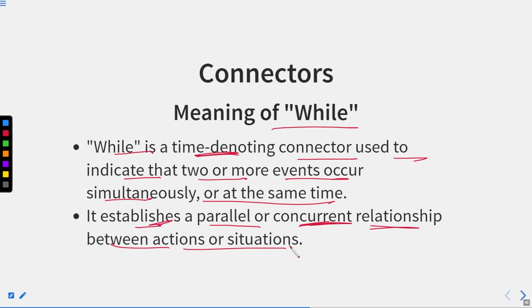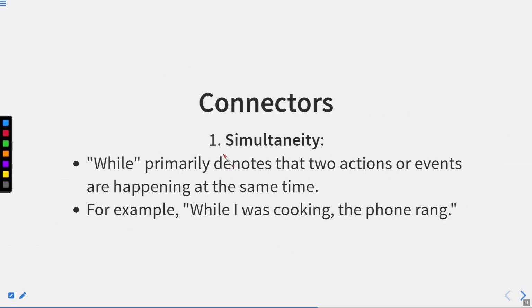But what is the difference between while and when? When shows the time which has happened or occurred, whereas while shows those actions which are actually going on, or which were going on. So in the while clause, we write that particular situation which is exactly going on at that particular time. Now let us see this with some examples.